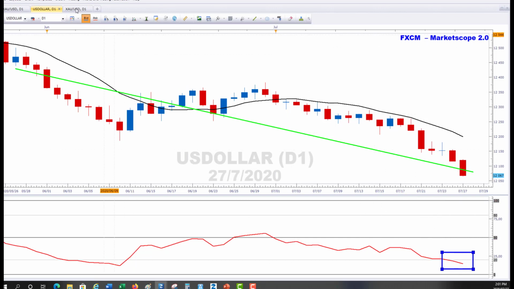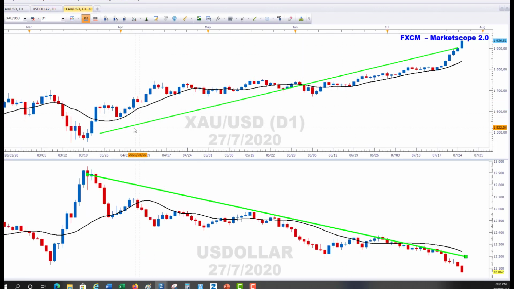That's noteworthy because when you take a look at them together, you can see that ever since the 23rd of March, when the Fed announced unlimited QE, gold has been steadily moving up and the US dollar has been steadily moving downwards. So there is an inverse correlation there. The fact that they're both showing extreme levels, I think, is noteworthy.